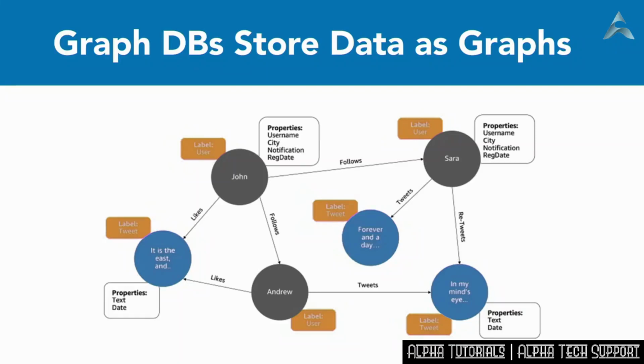But the important difference in a graph database is that in addition to the entities, labels, and properties, the relationship between the entities is also stored. So we can see John follows Sarah, for example, and John likes a quote of some kind, I guess. So the idea here is you're storing both what I call the nouns and the verbs, the entities and the relationships.